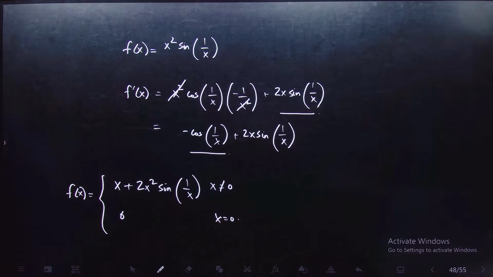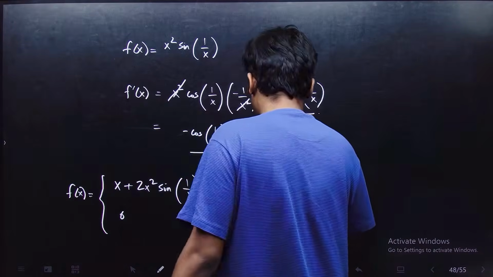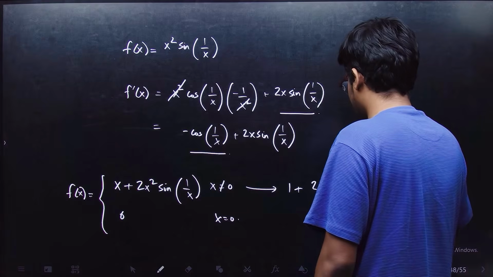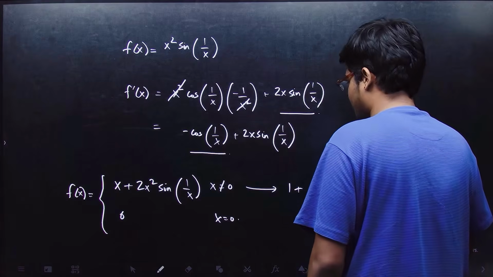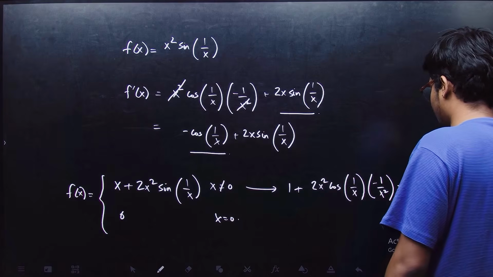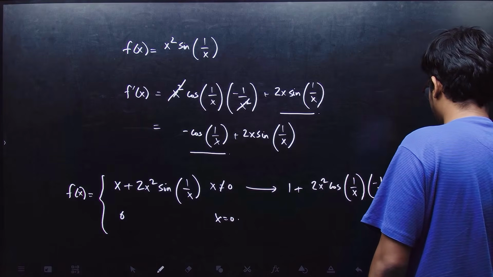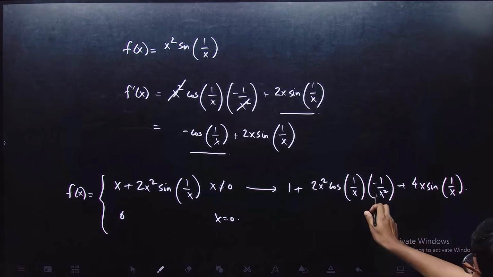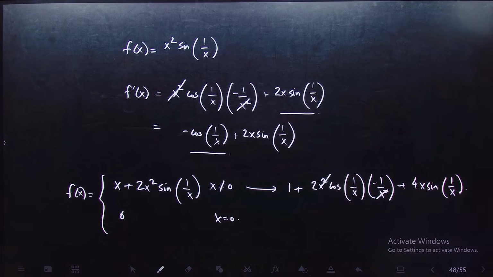Clearly you can check that it's continuous. It's also going to be differentiable, right? What is the derivative going to be? It's going to be 1 plus, say, 2x square times minus cos of 1 by x times 1 by x square, plus 4x sine 1 by x. And this cancels out, okay? So as x goes to 0, you'll get 1, and then minus cos 1 by x, x going to 0.